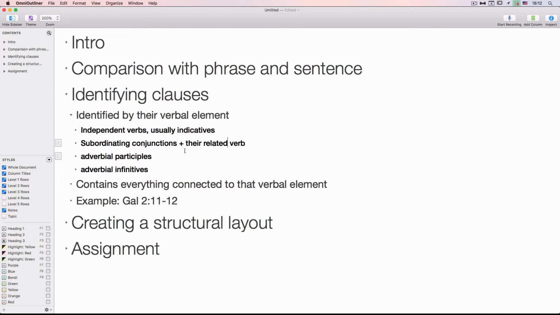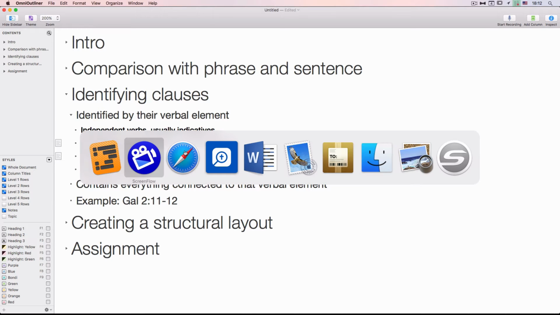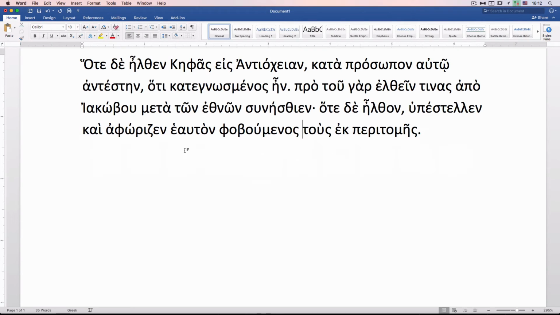So as an example, let's take a look at Galatians chapter 2, verses 11 through 12. I have put this into a Word document so that we can take a look at it. And let's identify the four things that we just focused on. We want to look for indicative verbs that are acting independently, subordinating conjunctions with their related verbs, adverbial participles, and adverbial infinitives. Now, as I scan and read this sentence, there's a couple of things that stand out.